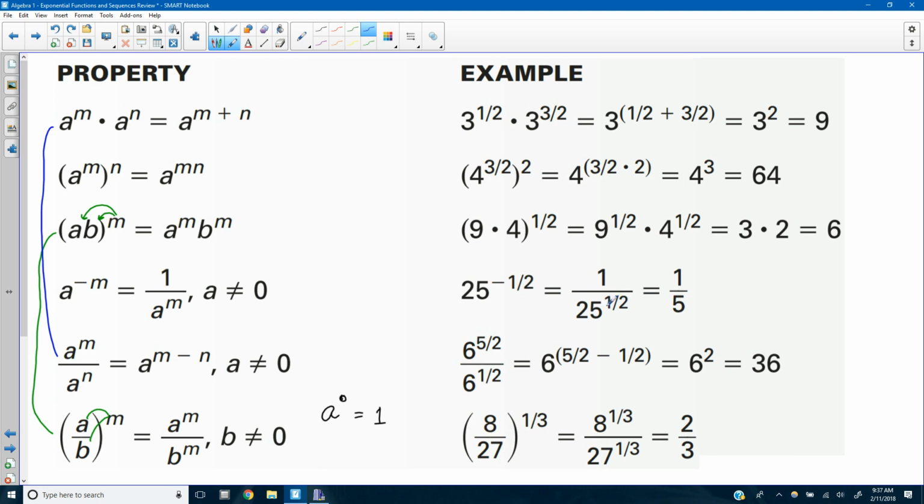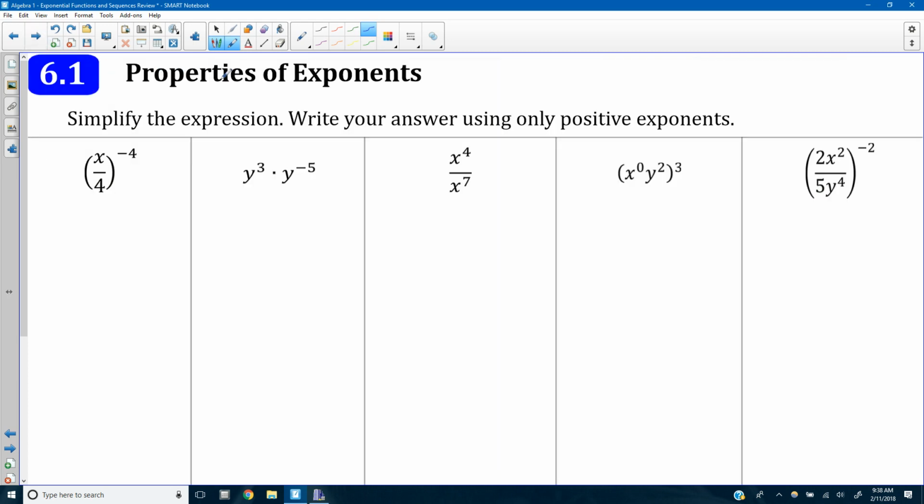25 to the 1/2 power is the square root of 25, so that's 5. 8 to the 1/3 power, that's the cube root of 8, and that's 2. And 27 to the 1/3 power, the cube root of 27, is 3. So all these properties are laid out here, and I hope they're connecting pretty well for you. Okay, let's go ahead and start off some problems here. Simplify the expression, write your answer using only positive exponents.